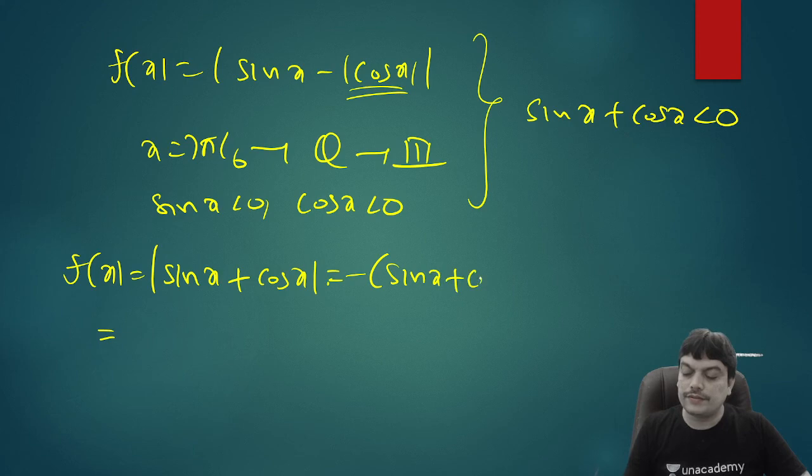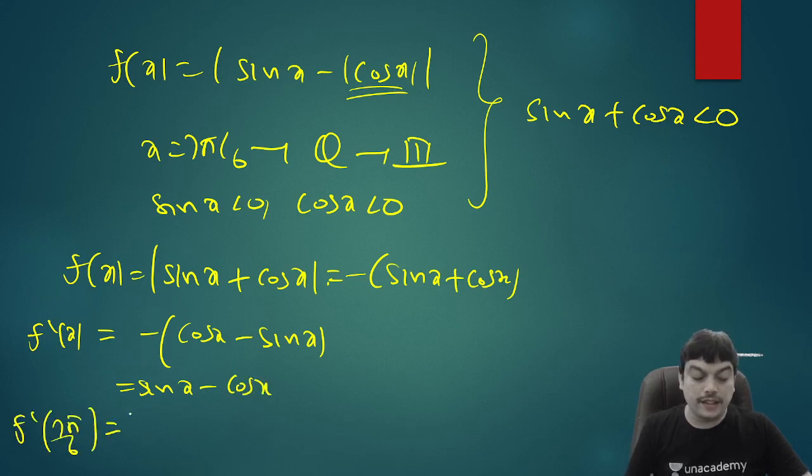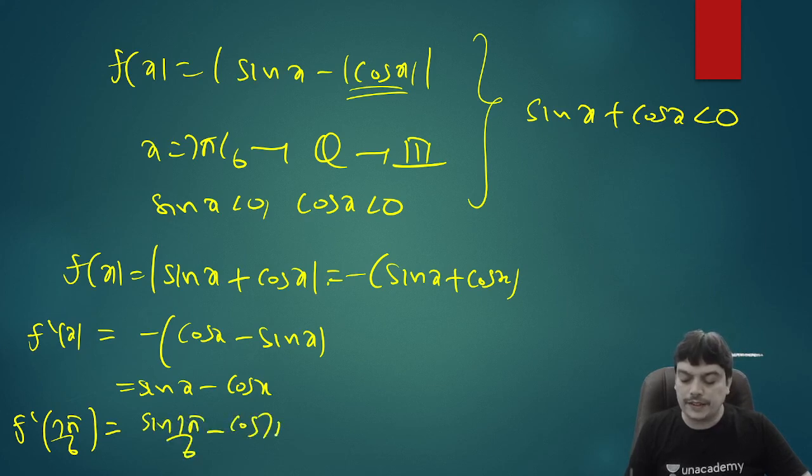So if the sum is negative when you open the mod, you can directly write this as minus of sine plus cos. And if you now differentiate this, you'll get f dash x equal to minus of sine will have a derivative cos, cos will have a derivative minus sine, minus of cos minus sine, or sine x minus cos x. Now, if you want f dash of 7 pi by 6, you can put x equal to 7 pi by 6 here. That will give you sine of 7 pi by 6 minus cos of 7 pi by 6.